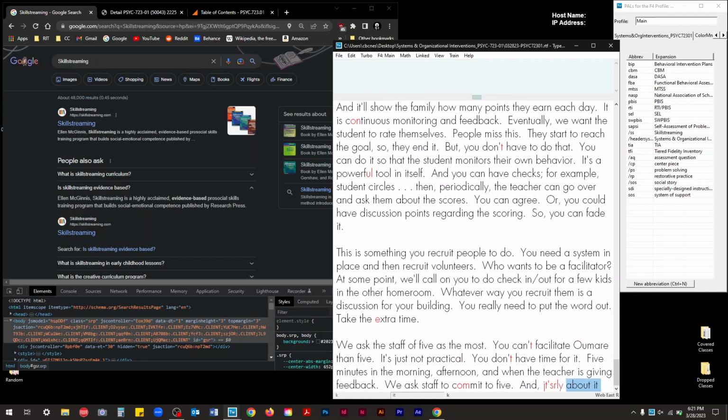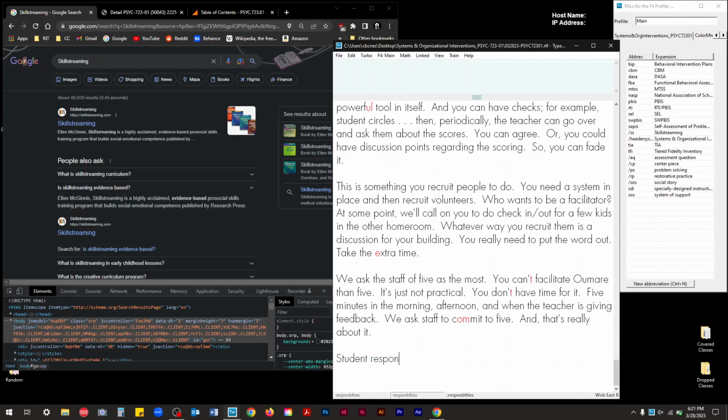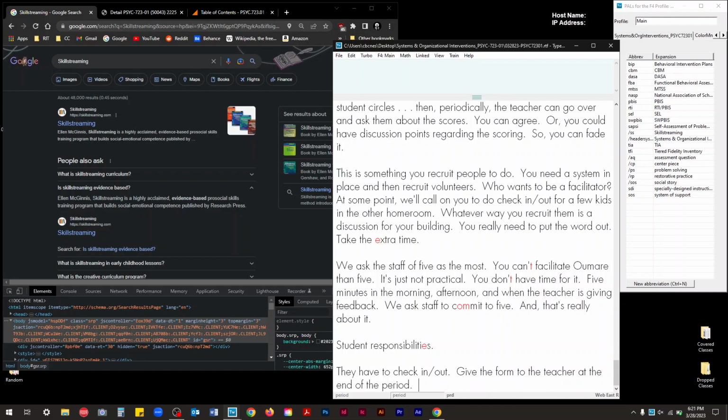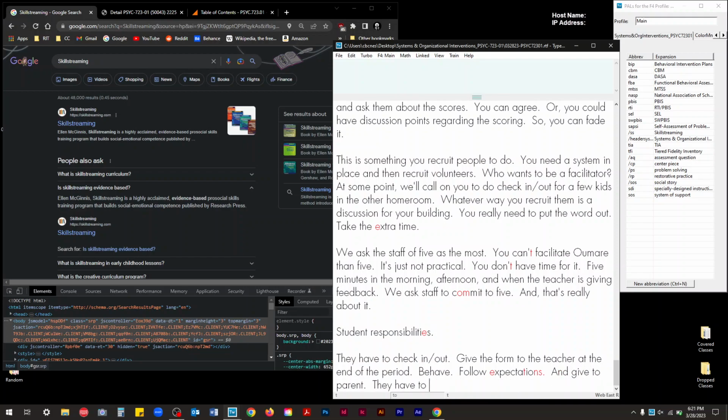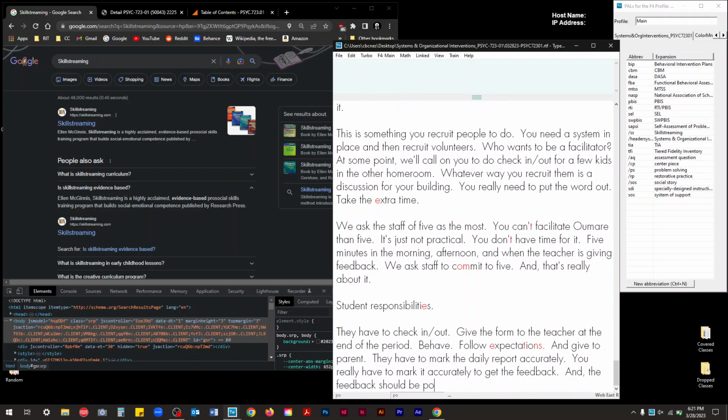Student responsibilities: check in, and they have to check out. They have to give the form to the teachers at least at the end of the period, and they have to behave and follow those expectations. Then we ask them to take it home to share also with their parent. The teacher has to get the form and monitor the behavior. They need to mark the daily report card accurately, like 2, 1, 0, or 1, 2, 3, however you set it up. You really have to mark that accurately to get that feedback. And the feedback should be positive and constructive.